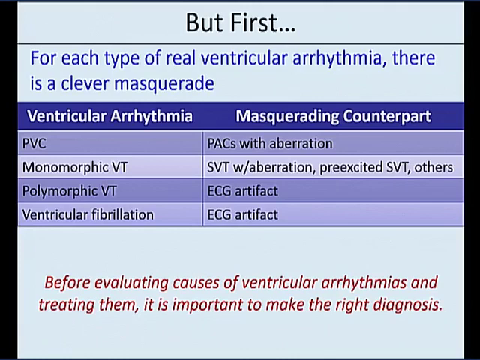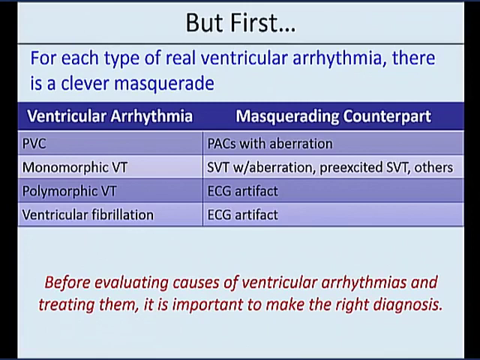Now, much of what we deal with, unfortunately, is separating real from unreal and true from artifact. And so I'm going to start with a couple of slides on how to distinguish artifact from real stuff on an ECG. So here's your real ventricular rhythm disturbance. Here's what it masquerades as. So PVCs are masqueraded by PACs with aberration. That's usually not too much of a problem, but we'll see some examples of that.